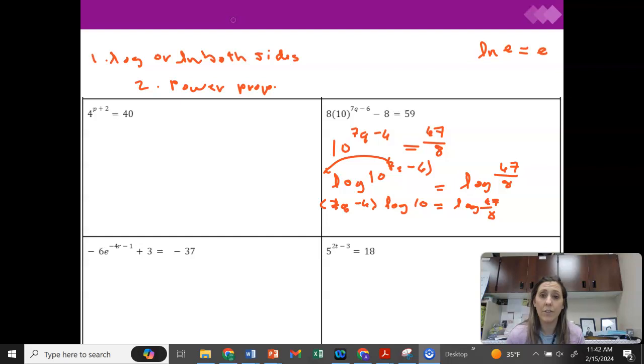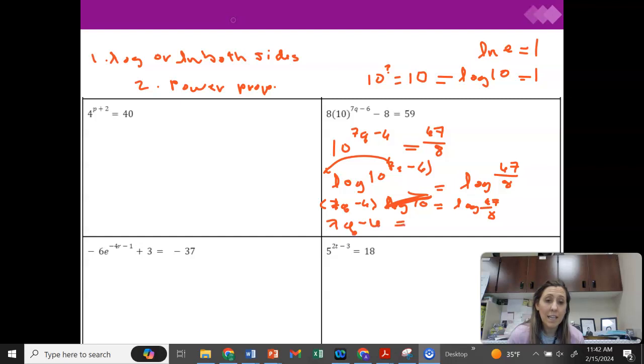Okay, this does not equal e, it equals 1. But we also know that log of 10 equals 1 for the same reason. And look at this, I have a log 10, so I have a 1 right there. Because this one would be 10 to some power equals 10, well, then that has to be 1. These two things say that. So if that's a 1, now my problem is so much easier. Now I'm going to get 7q minus 6 equals log 67 over 8.